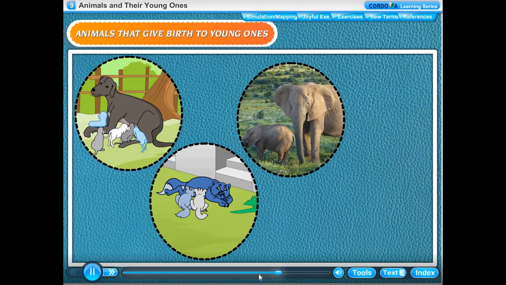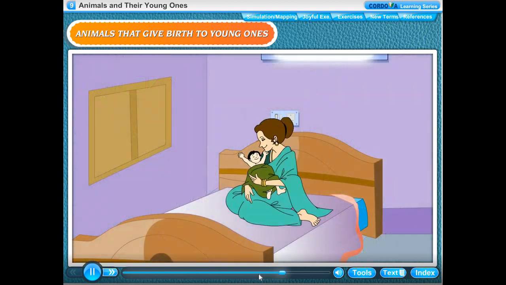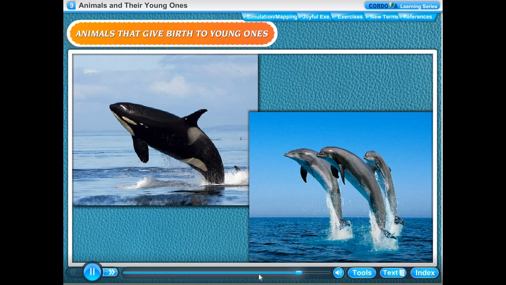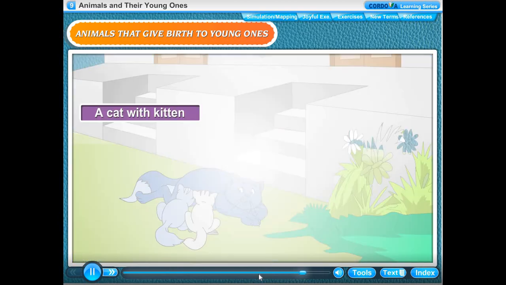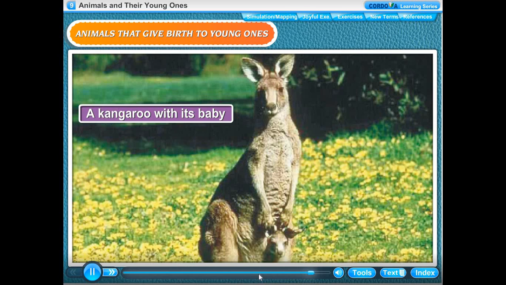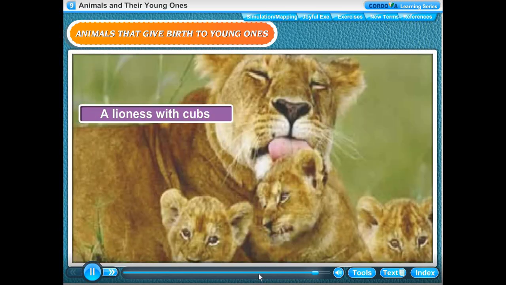Dogs, cats, elephants, cows, and human beings are examples of mammals. Bat is a mammal that can fly. Dolphin and whales are mammals that can swim. A cat with kitten. A kangaroo with its baby. A lioness with cubs. Animals that give birth to young ones.